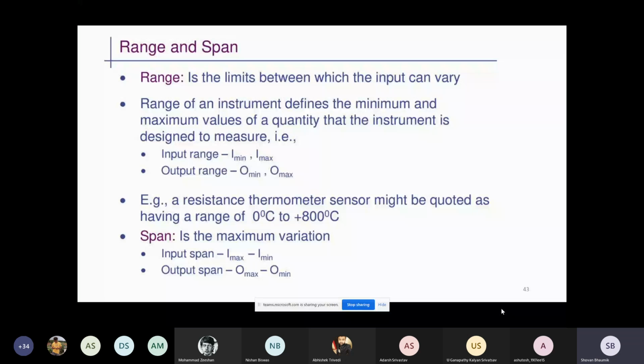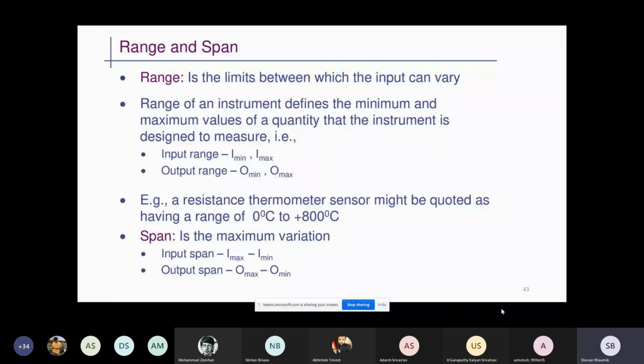Suppose you have a thermometer which can measure minus 100 degree centigrade to plus 200 degree centigrade, then if I ask what is its span, it will be minus 100 to plus 200, that means 300 degree centigrade is its span. But whenever I ask what is the range, you have to say the lower limit and the upper limit. Whenever I say the span, you have to subtract the lower limit from the upper limit and tell the span. So these are two different things. Before using any instrument, it is very important to know the range and span, and by that you will see whether this instrument fits your application or not.